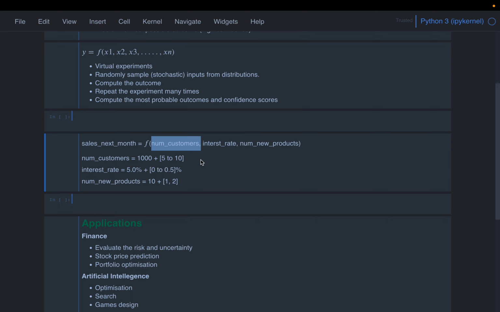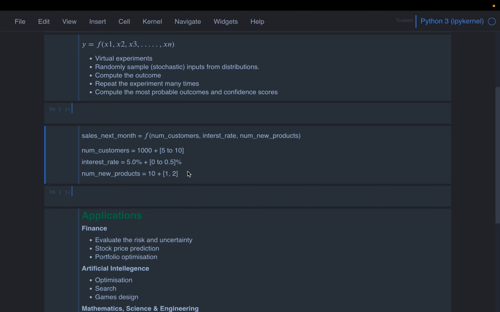With different values with different probabilities. Okay, so that's where the uncertainty is coming from. Now in simulation, what we do is we repeat the experiment many number of times.